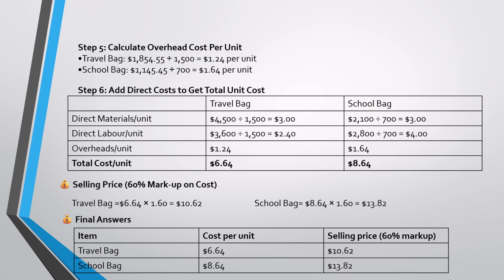To find the total cost of the travel bag and school bag, we need to add direct materials and direct labor and overhead cost to find total cost per unit. If in the question you got total cost instead of per unit cost, please divide it by the number of products to find the per unit cost. To find selling price with 60% markup, you will multiply your total unit cost by 1.6 to find the selling price per unit.